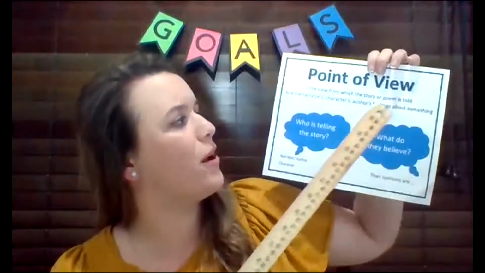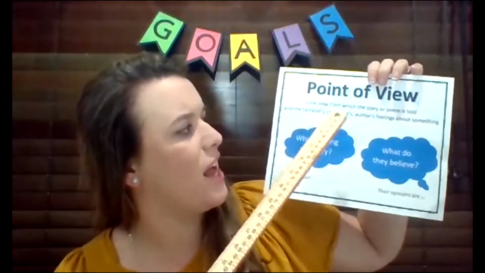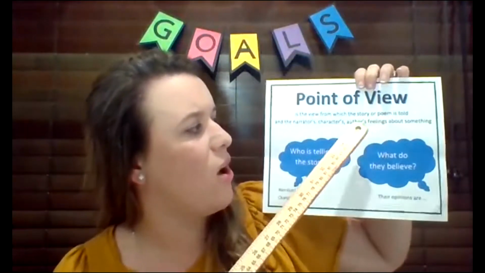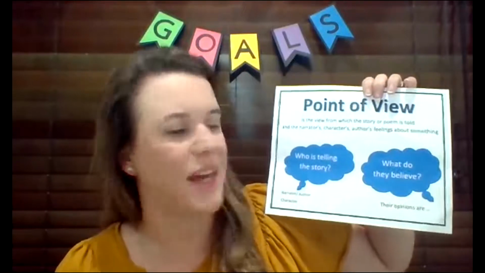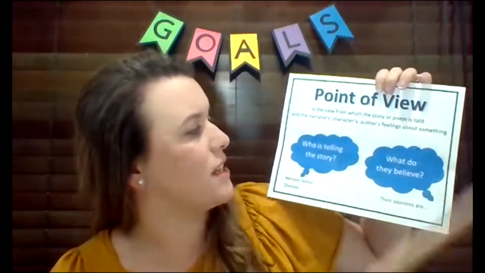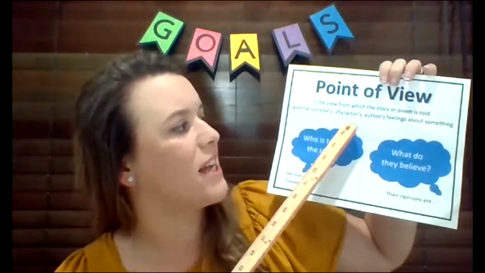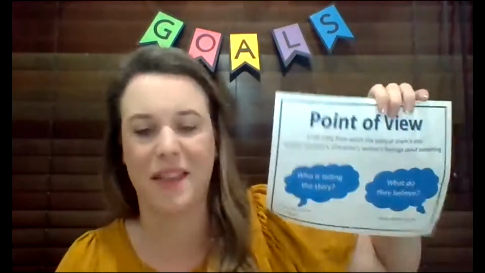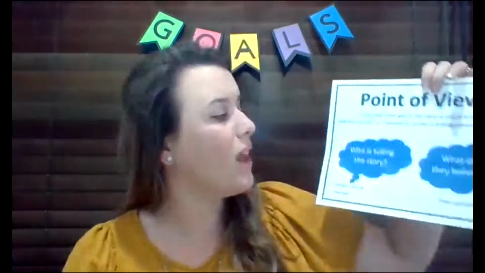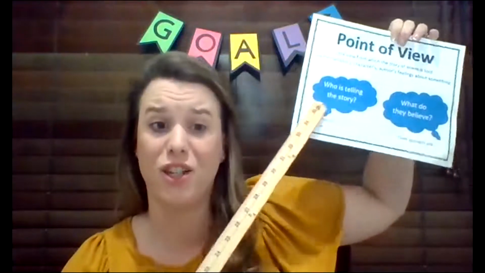Sometimes a point of view can be the narrator, it can be the characters, or it can be the author's feeling about something in the story. So it is a story or a poem that is told, and the narrator's, characters', or author's feelings about something. That is a point of view. It's basically anybody's feelings about the story, who's in the story, who is telling the story, or who wrote the story.